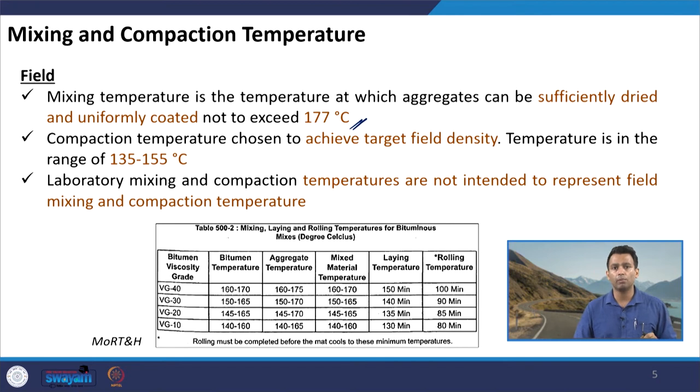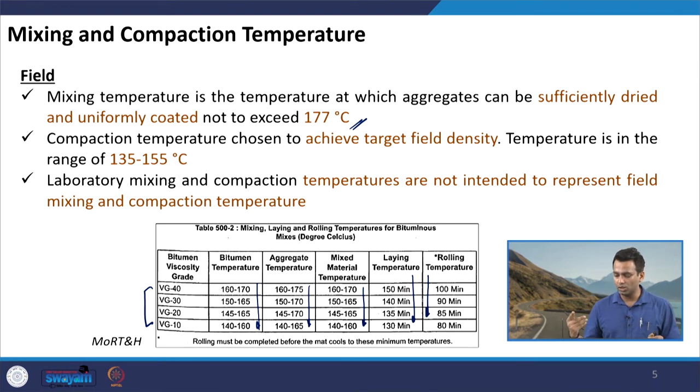If we look at the guidelines given by Ministry of Road Transport and Highways, you will see that this is the table which has been suggested for the mixing and compaction temperature, and they have also suggested individual temperature for binder and the aggregates. So you can see that, depending on the type of bitumen, because of course the workability characteristic is a function of the viscosity of bitumen, different bitumen temperature has been proposed, different aggregate temperature has been proposed, the mixture temperature has been proposed, and then we have some minimum laying temperature and minimum rolling temperature.